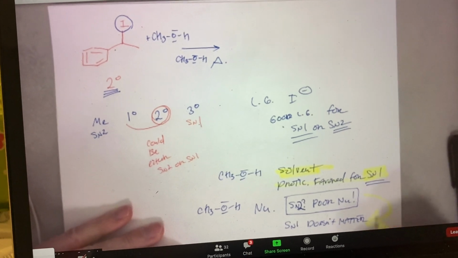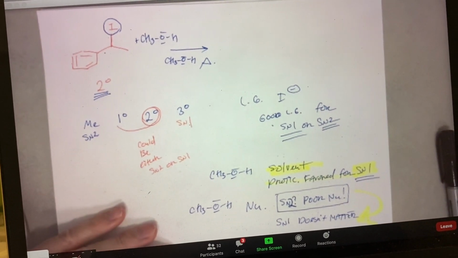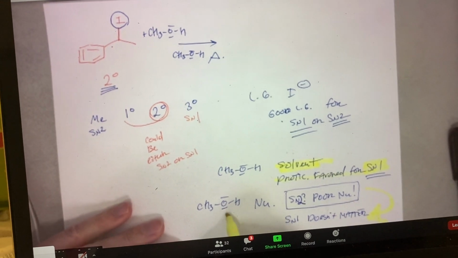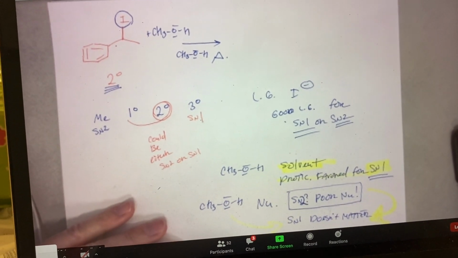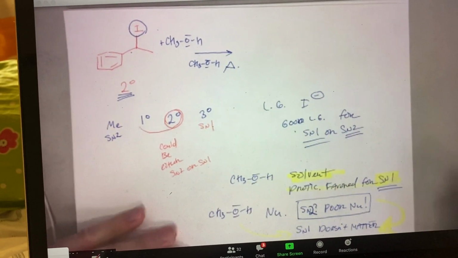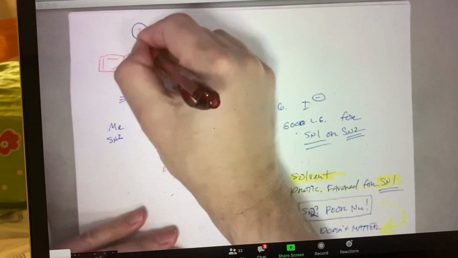Well, that's not a problem for us for SN1. Right? This nucleophile is a poor nucleophile, but for SN1, it doesn't matter at all. Why don't you try and draw what you think the product would look like here, and let's just make one modification to the notes here for a minute.